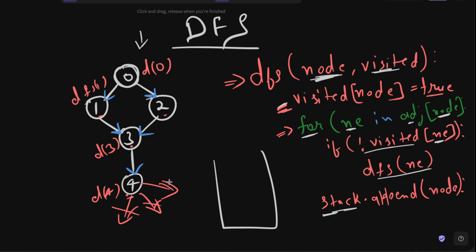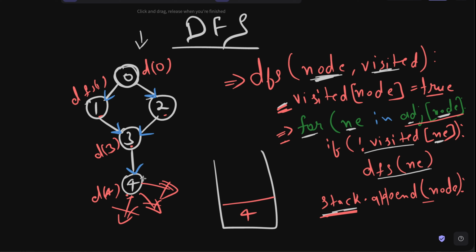It does not exist. It means it is a leaf node. So this for loop will simply exit because this adjacency of nodes will be empty. And once it has exited, we will use this particular line, stack.append, and we will append the node 4 inside of the stack. So we will have 4 here.